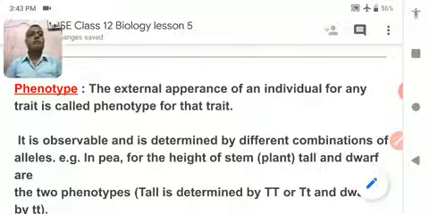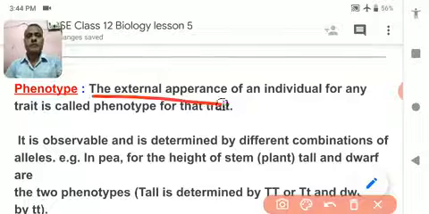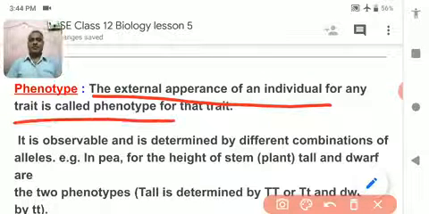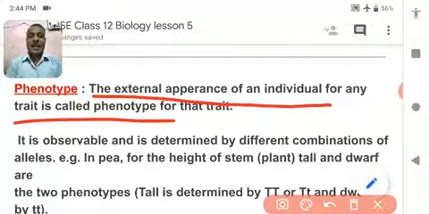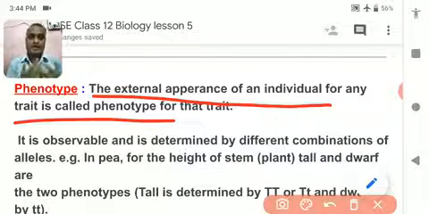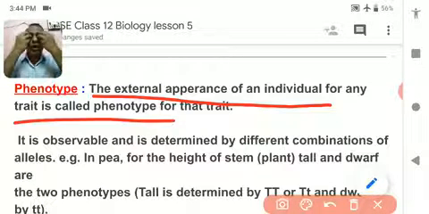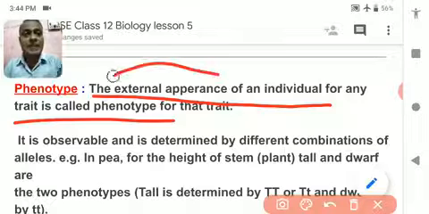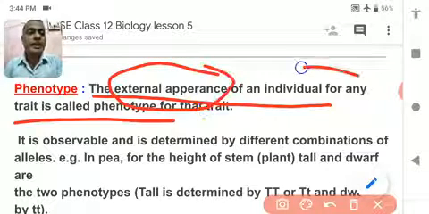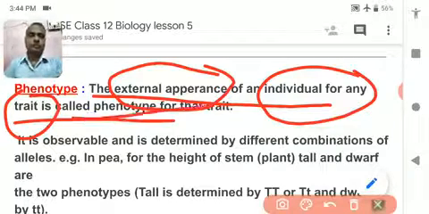Let us study the phenotype. Do you know phenotype? Phenotype means physical appearance. Those characters which are expressed physically, and if we see a particular character physically, means we can observe it by our eyes, then this character is called phenotype. The external appearance of an individual of any trait is called phenotype.